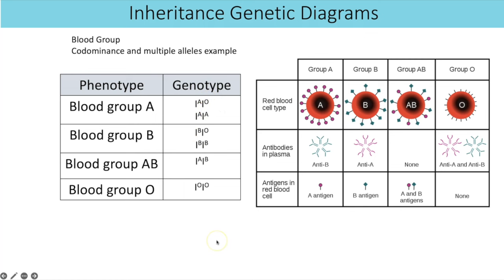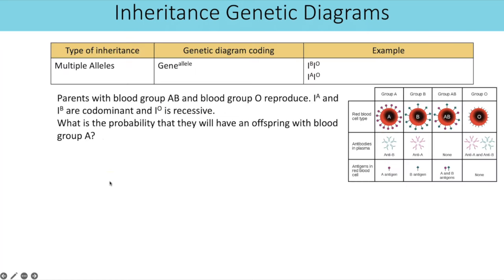So here's our potential genotypes. There's our potential phenotypes. And in this example, we've got parents with blood group AB and blood group O reproduce. IA and IB are codominant and IO is recessive. What's the probability they'll have an offspring with blood group A?